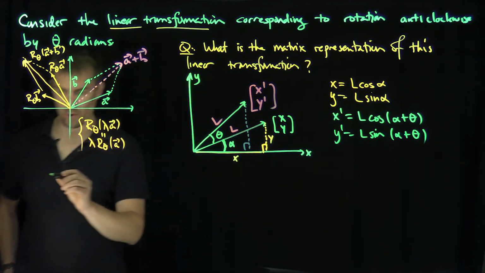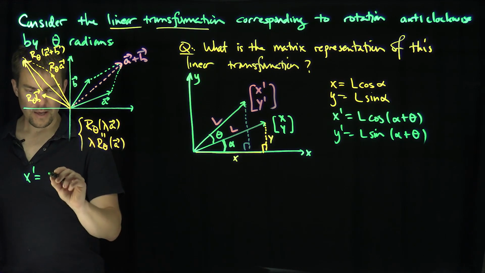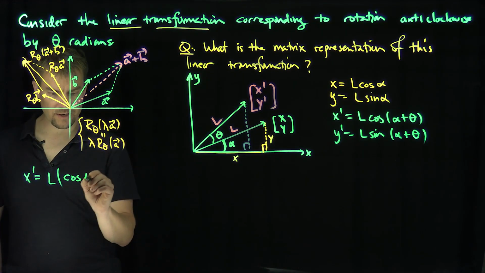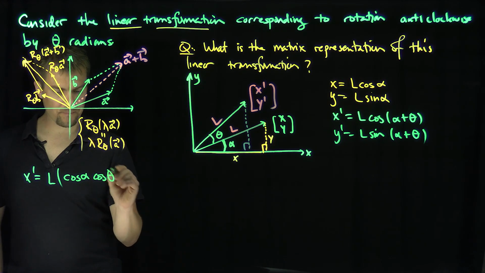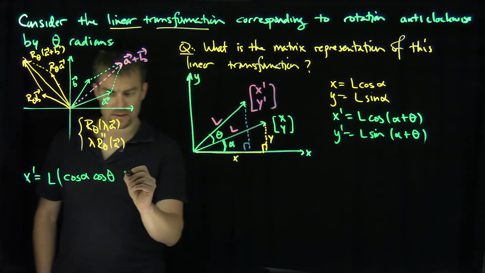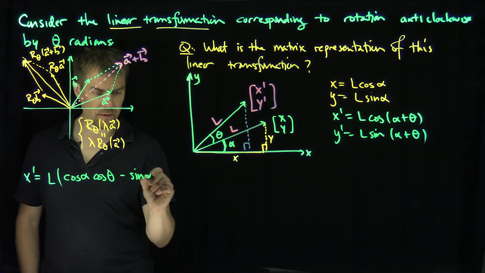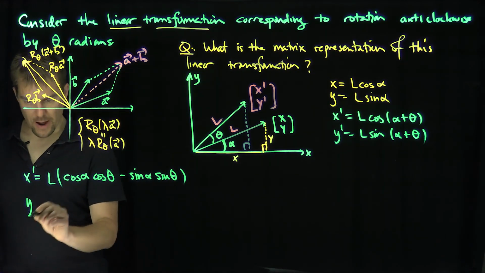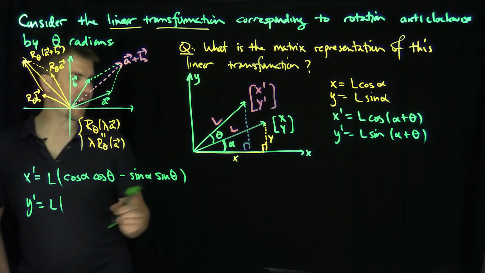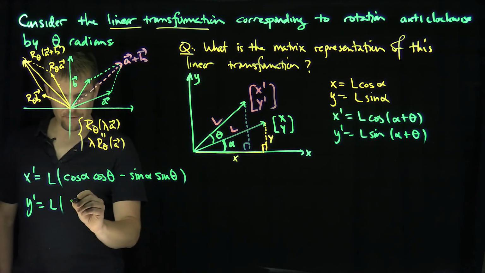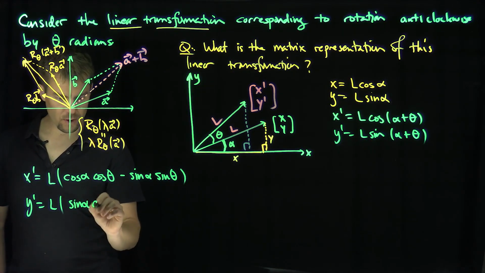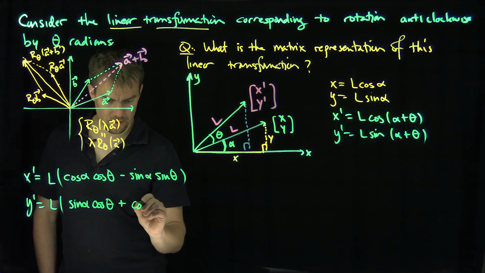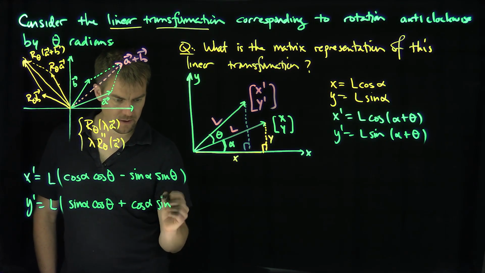So my x prime is going to be L times the quantity cosine alpha cosine theta, minus sine alpha sine theta. That's my formula for x prime. And my y prime is going to be L times, using the angle addition formula for sine, sine alpha cosine theta plus cosine alpha sine theta.